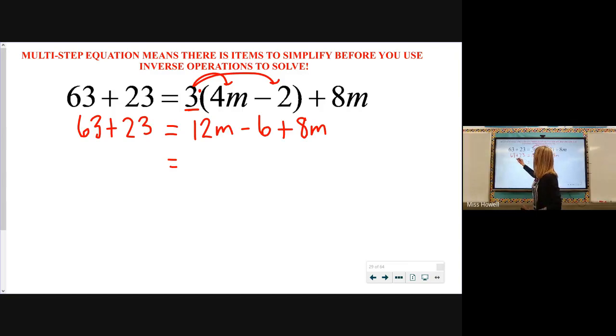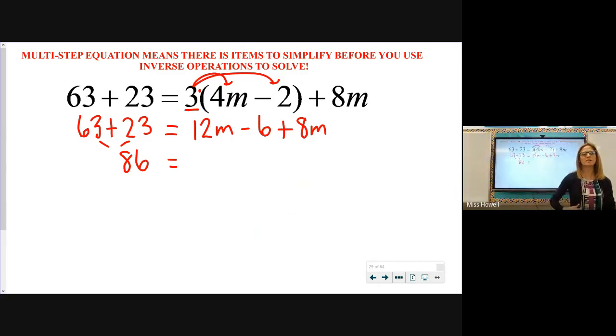So on our left side, these are like terms. We can put those together. They're just simply numbers that can go together. So 63 and 23 would give us a new amount over here of 86. That would give us our simplified expression in front of our equal sign.